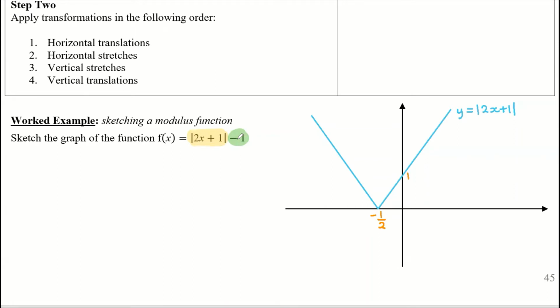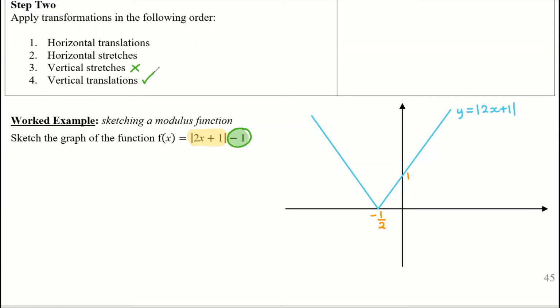And the green transformation that I've just highlighted is, as I've already said, outside of the function. So this is outside of that modulus function. Now, when it's outside of the function, and I'm using that word outside loosely, this is going to be some kind of transformation in the y direction. We just got to decide which. Now, it's not a multiplication outside of the function. So I'm not multiplying my modulus by some constant. So it's not going to be a vertical stretch. Okay. What this is, it's a vertical translation, and that's the final transformation that you perform.